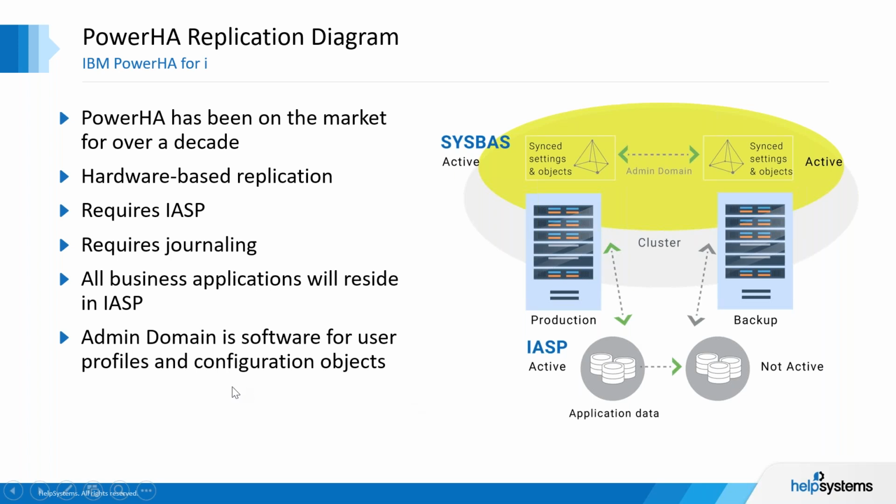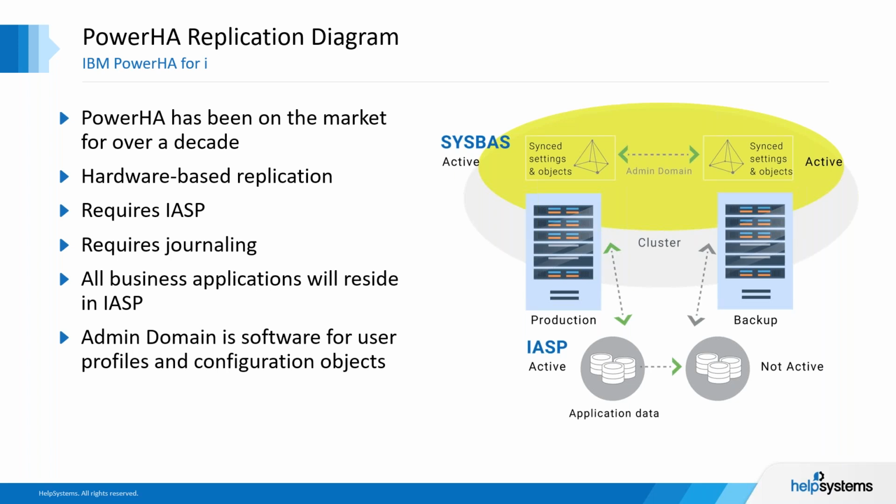Now, even though PowerHA does not use remote journaling, we still say that you should journal your data just like you should journal your data with a single system without any sort of HA solution. And then one analogy I like to use to think of an independent ASP is something like an external hard drive that you might unplug from one system and plug into another system. Only an independent ASP is a lot more integrated and transparent to users on IBM i than an external drive is on, say, like a Windows system.